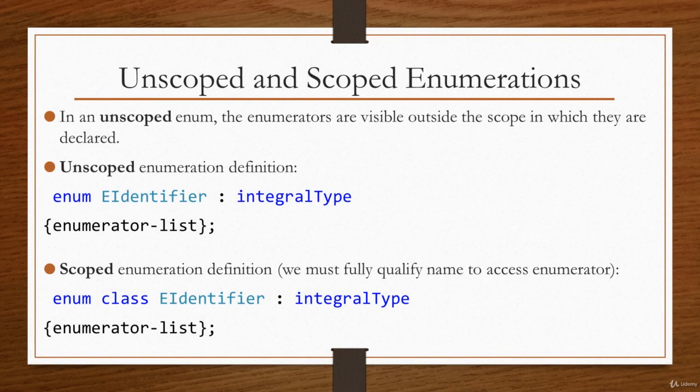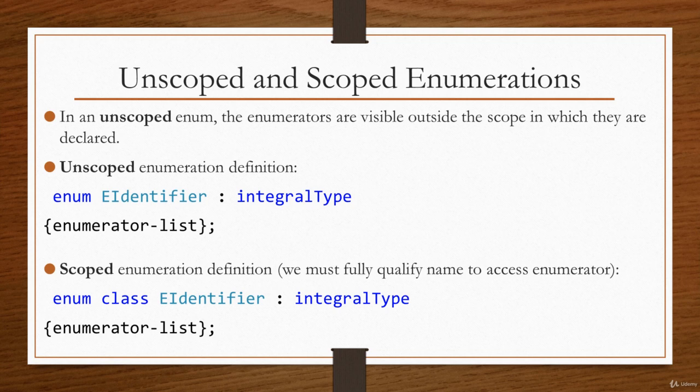So we have unscoped and scoped enumerations. In an unscoped enum, the enumerators are visible outside the scope in which they are declared. So an example of an unscoped enumeration definition, enum E-identifier, and you can specify some integral type and the enumerator list in the body. Then we have the scoped enumeration definition. Now with this we must fully qualify the name to access the enumerator, because the enumerators are not visible outside the scope in which they are declared.